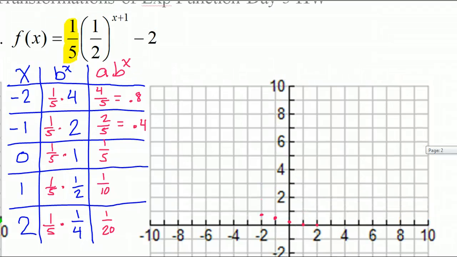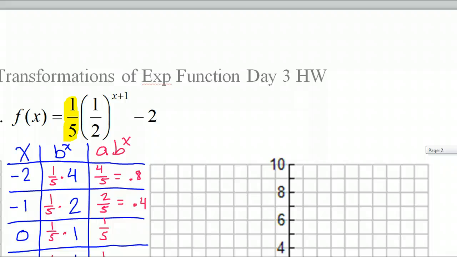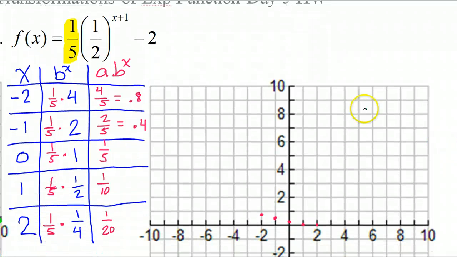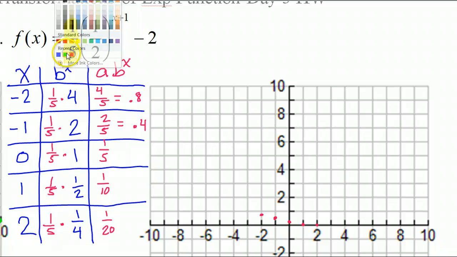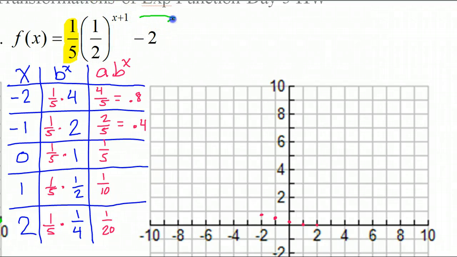That's a very squished graph. But we still have to do the transformation. So let's go ahead and do the transformations now. The two transformations are, because of the +1 in the exponent, that means we have to go left 1. Because of this -2, that means we have to go down 2. So everything's going to go left 1 and down 2. Let's start with this. If I go left 1, and down 2, that'd be right about here.